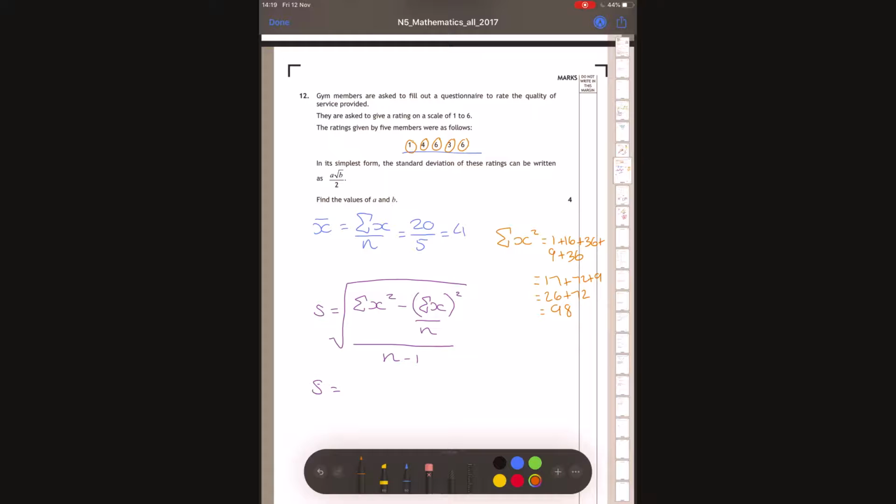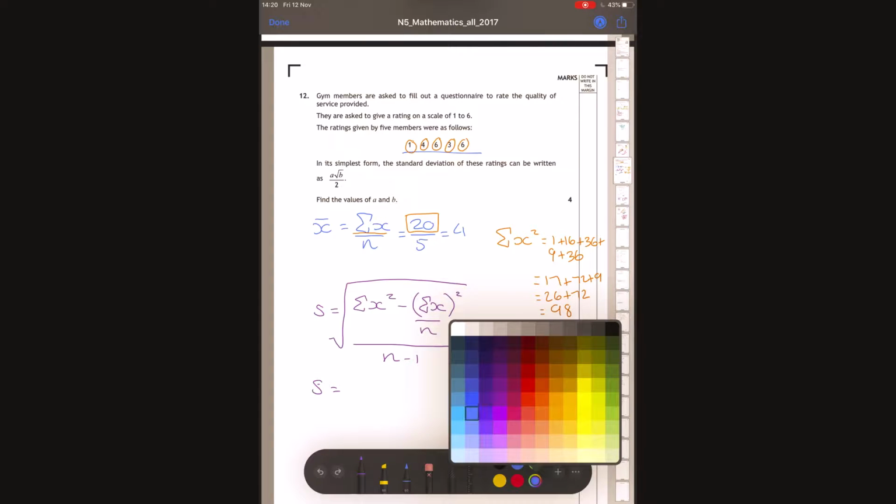Now, our sigma x. For this one, we already worked out our sigma x. It's 20. Don't do what I just did and make sigma x 4, because actually sigma x is the top part, so it's the 20 and not the denominator. So that is 20 squared over 5, and 20 squared is 400 over 5. Just to clarify, guys, we're not talking about the mean there, we're talking about sigma x. So now we have all our values, we can substitute those in.